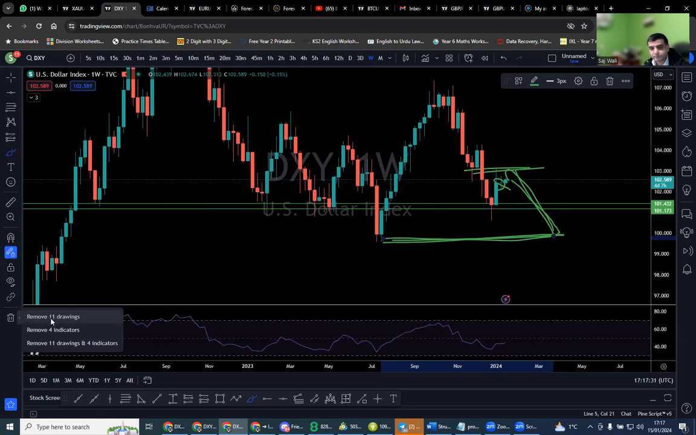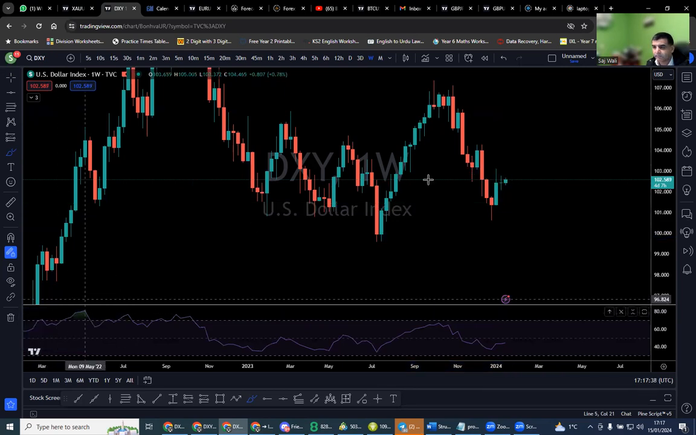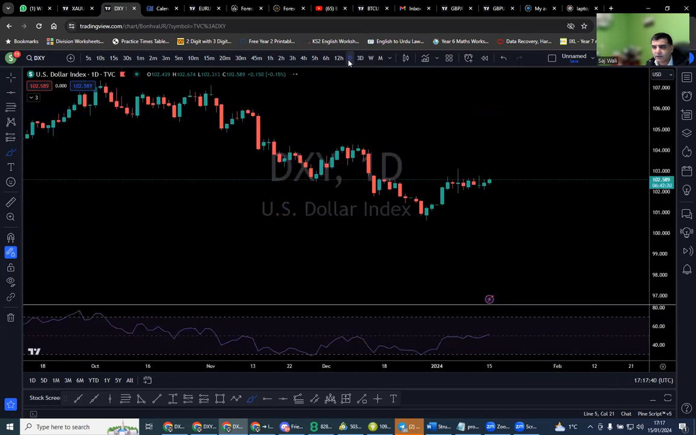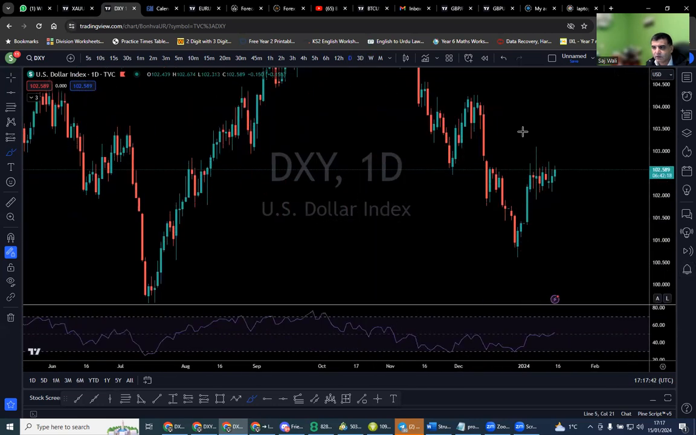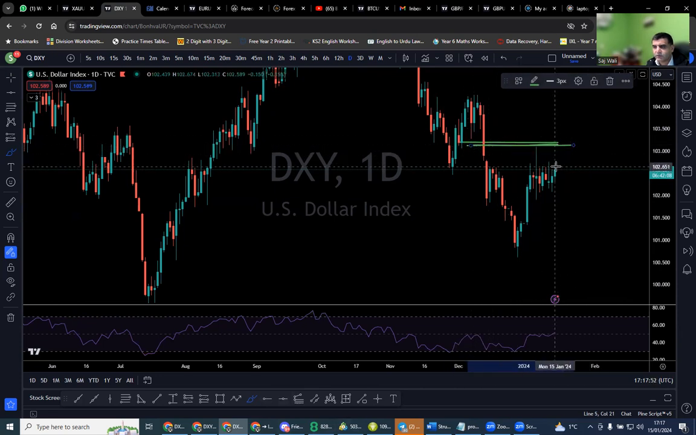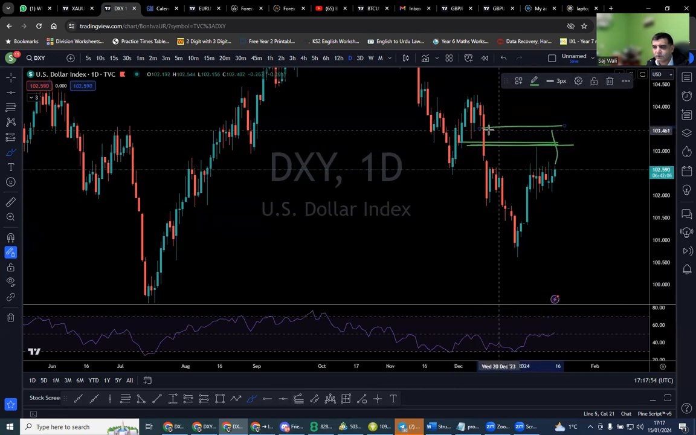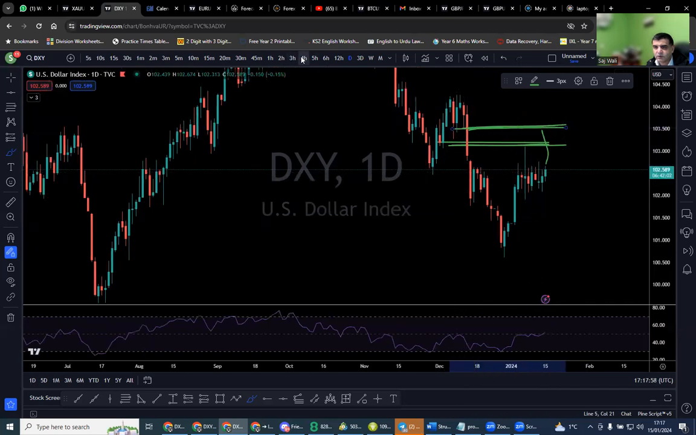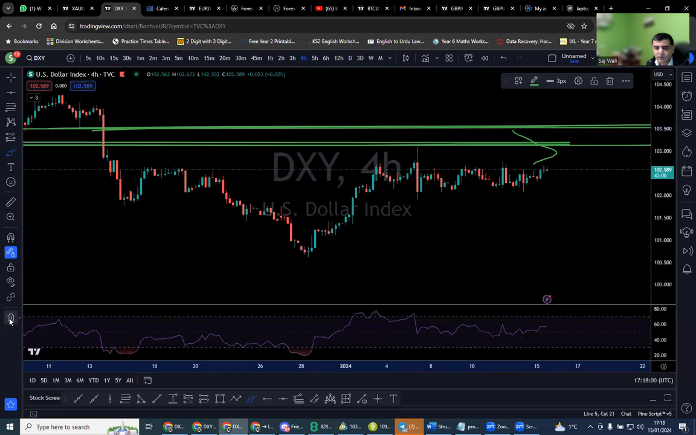Sorry, I'm looking at my trade as well. I have a trade on. So I remove this, and daily. According to the daily, we already have enough move up to nearly touch this level. However, it's still possible it can go further up. That means gold can go down. But let's see how this move will be formed.